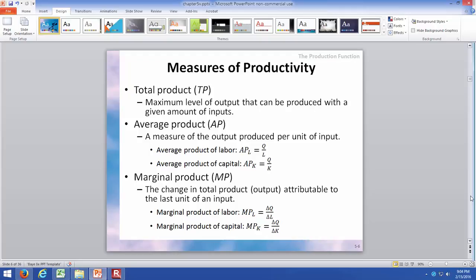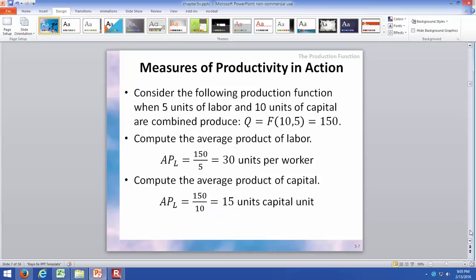So what is the increase or the decrease in the output for a given change in the labor? And the marginal product of capital is delta Q over delta K, or the change in the output for a given change in the capital. If you increase capital by 1 unit, by how much is the output going to change? And if you increase the labor by 1 unit, how much is the output going to change? That is the marginal product of labor and the marginal product of capital.